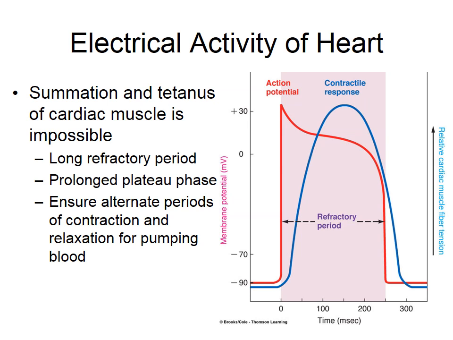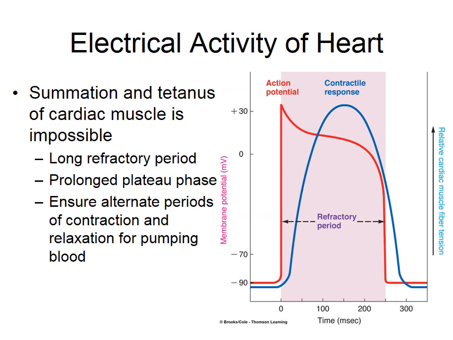Without that plateau phase, you could potentially get summation. So it would contract and then contract a little harder. And then it might relax, right? Or you could get tetanus, where it would contract, and then contract, and then contract even harder. It would stay contracted, and you're not going to fill the ventricles. You're going to do one last ejection, and that would be it.